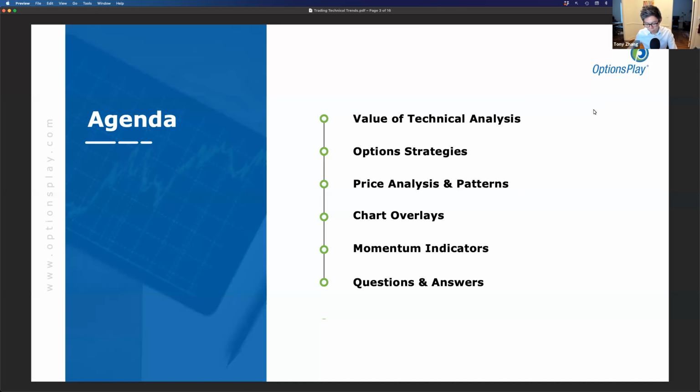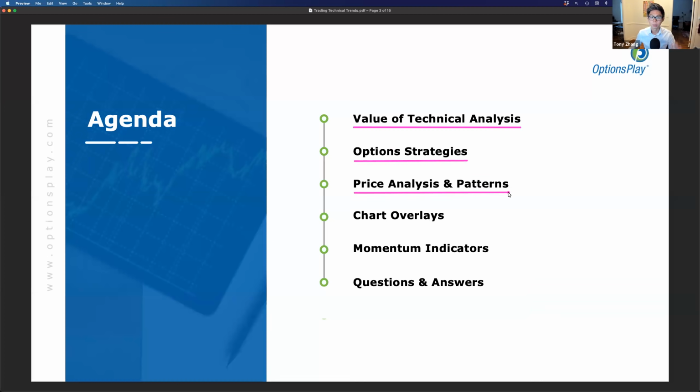So I'll start off by giving everyone just a rundown of why I think technical analysis is valuable for your trading, or at least why it's valuable for me, and you can see if it's something that you think is equally valuable for you. Then we'll talk about three different option strategies that you can deploy when you're trading technical analysis. I'm not going to get into the details of each individual strategy. This is just a high-level review.